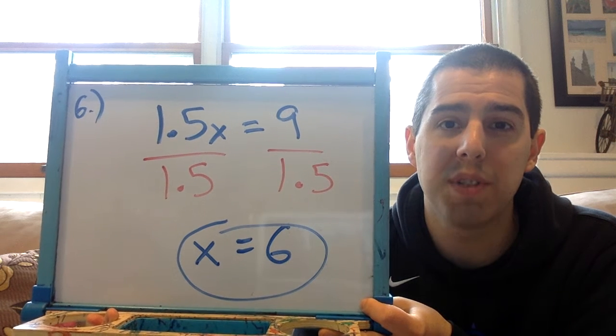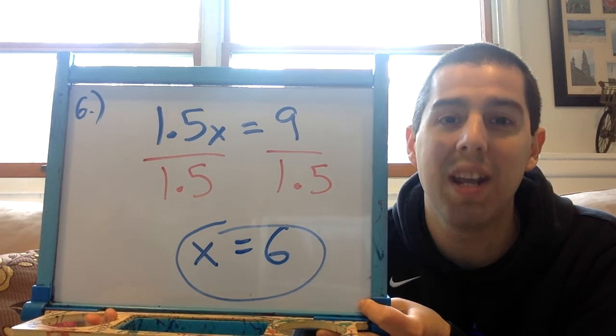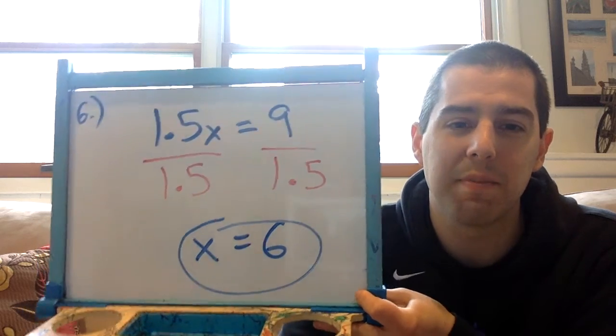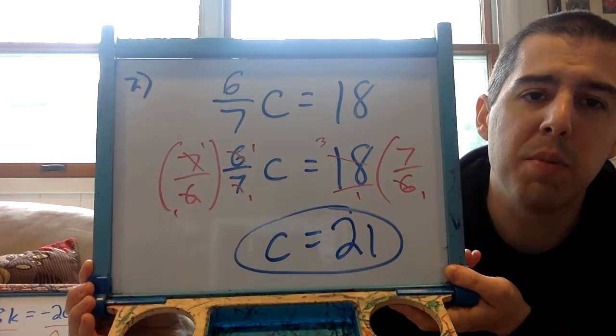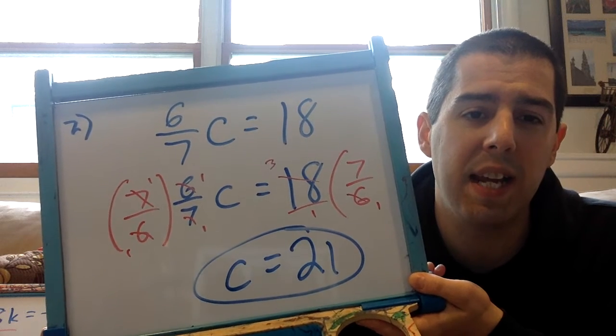Number 6, 1.5x equals negative 9. I divided both sides by 1.5 to isolate the variable and balance the equation. X equals 6.